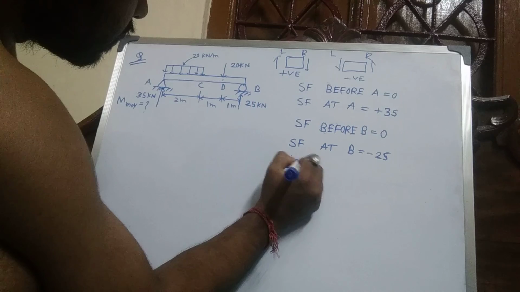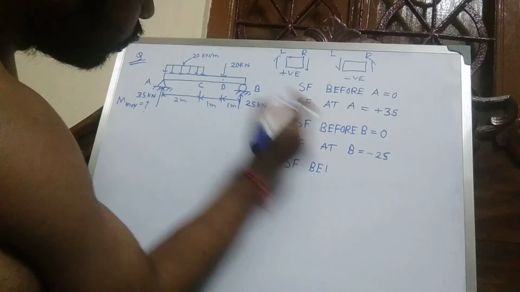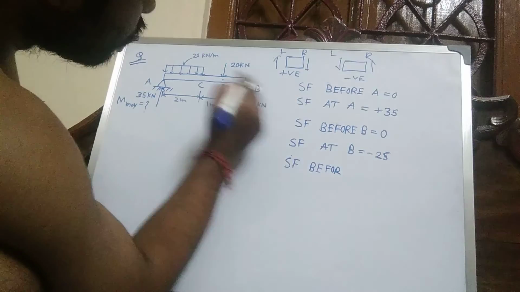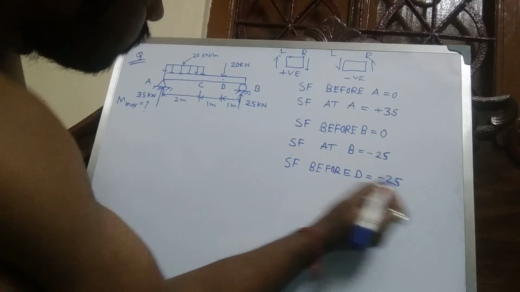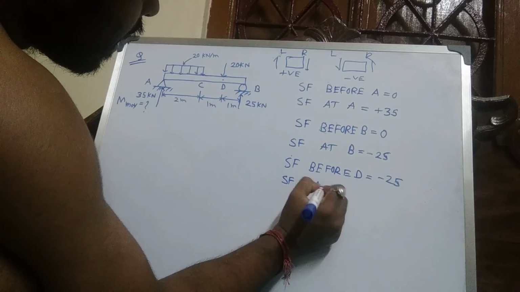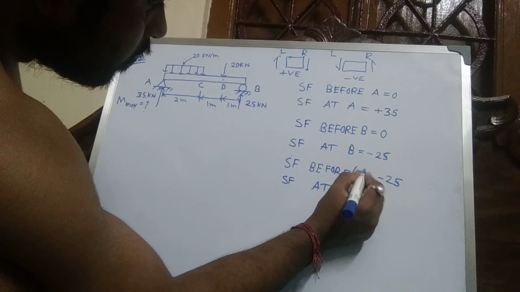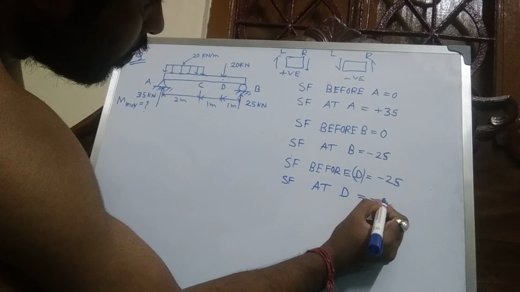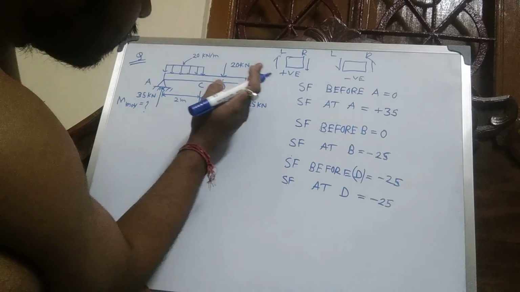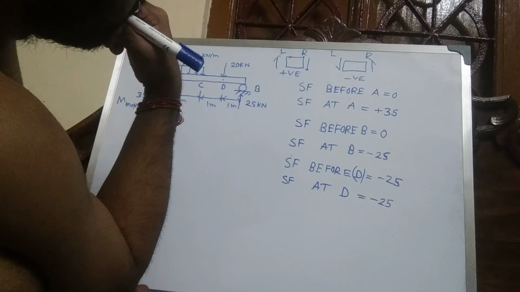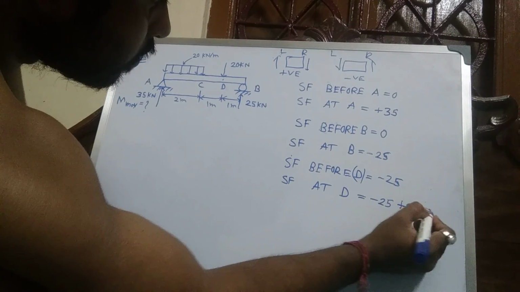Now shear force, here also a point load, so calculate shear force twice. Before D it is constant, 25. Shear force at D is minus 25, calculated from the right side, right side downward positive, so positive 20, which is minus 5.